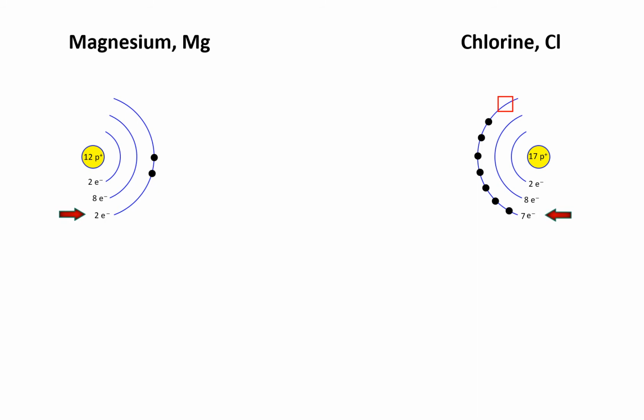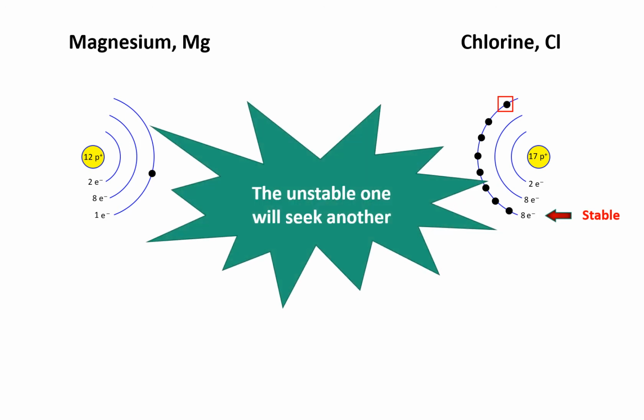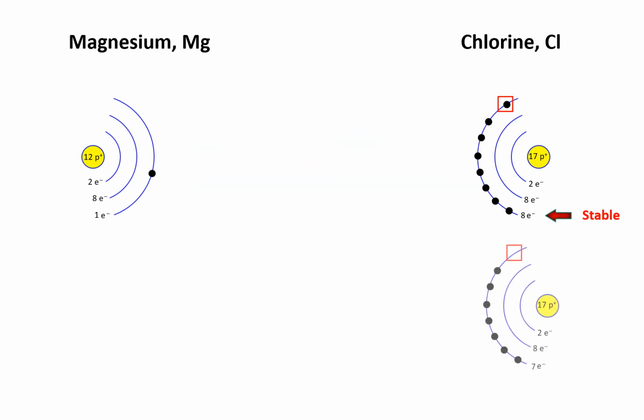To gain stability, the valence shell of magnesium will lose 2 electrons, and the valence shell of chlorine will gain 1. Once chlorine has gained 1 electron, its valence shell becomes stable. But magnesium, with 1 remaining electron in its valence shell, is still not stable. Another jingle will help us determine what will happen next. The unstable one will seek another. Magnesium, still unstable, will seek out another chlorine atom which will accept its last valence electron.